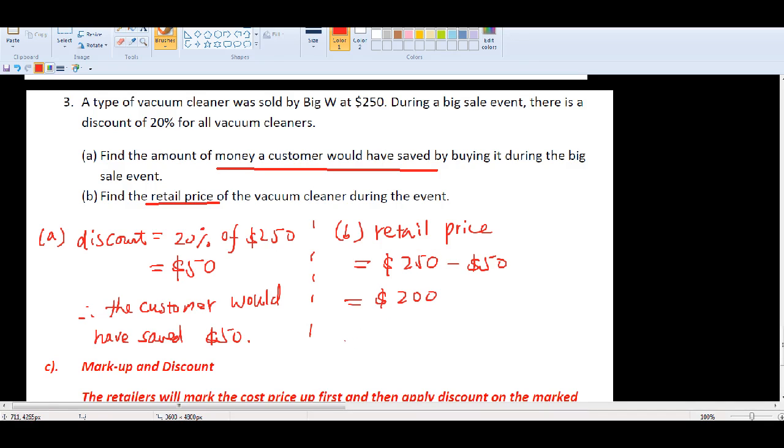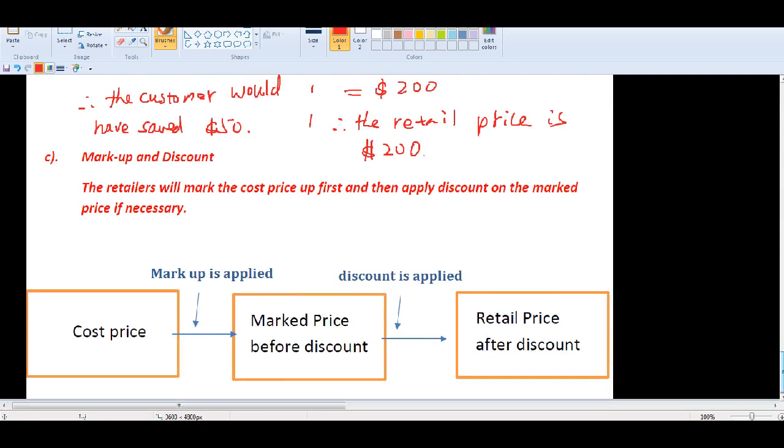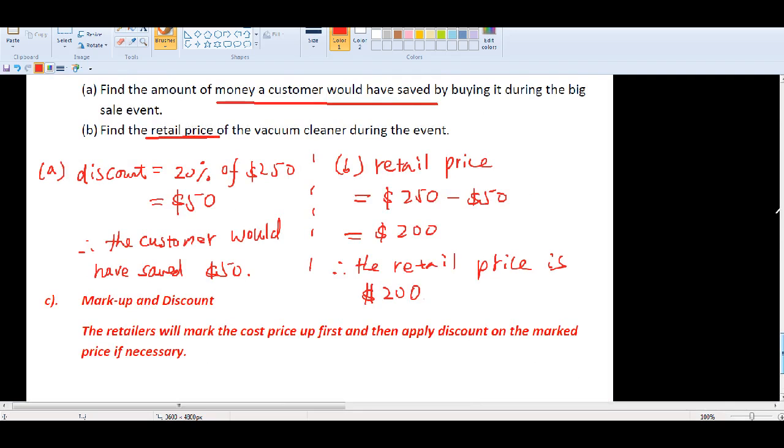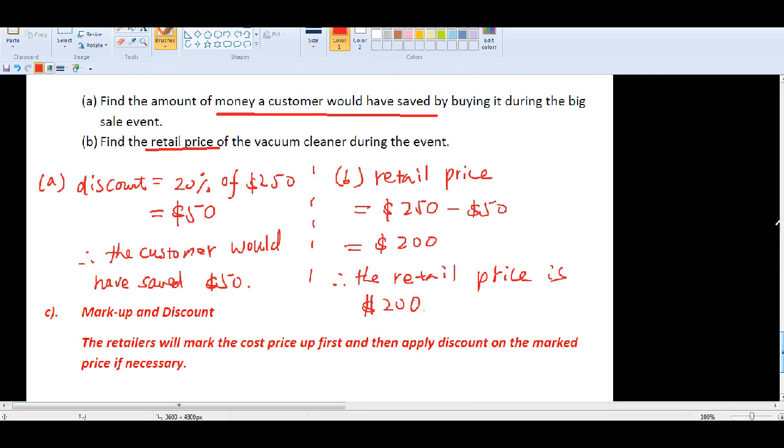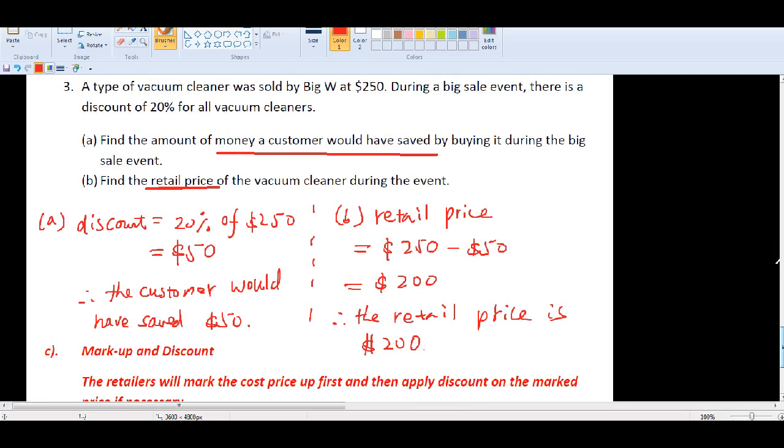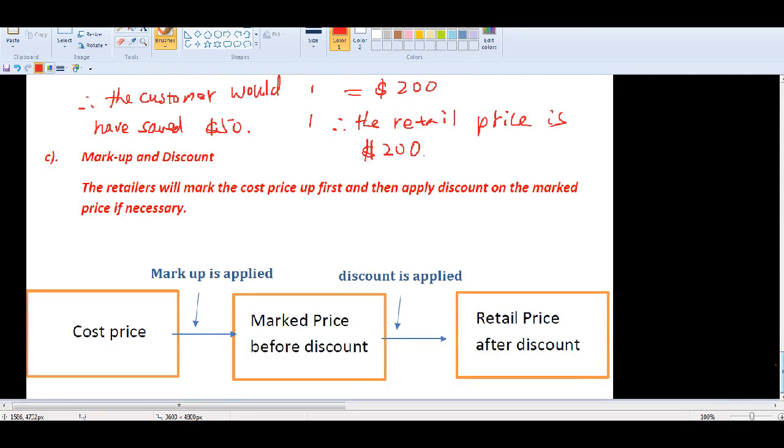$200. Okay, that's it. Not difficult. All right, so the last thing.